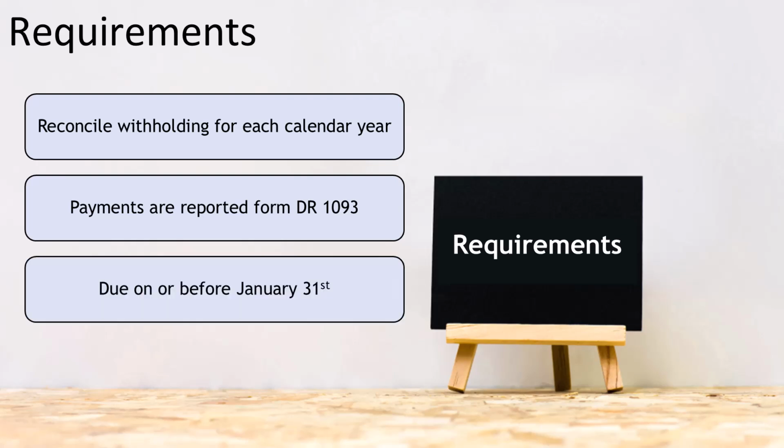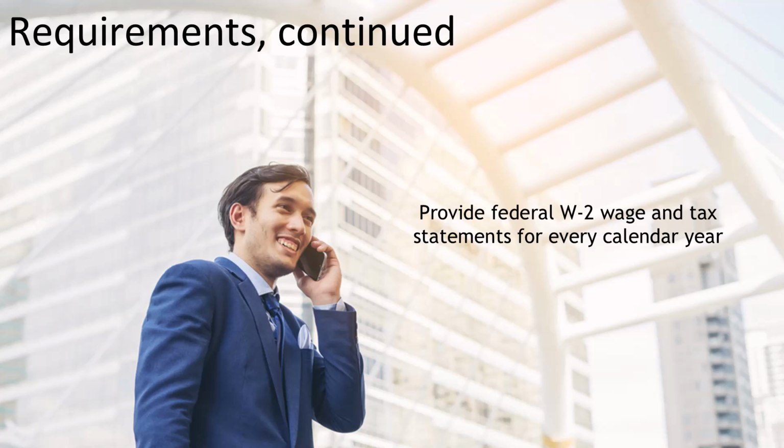The DR 1093 is due on or before January 31st of the following year. If the due date falls on a weekend or legal holiday, the due date is the next business day. Every employer subject to Colorado wage withholding requirements is also required to produce an annual W-2. The employer must provide the federal W-2 wage and tax statement to the department and each employee for every calendar year. The W-2 must report the employee's Colorado wages and Colorado withholding.